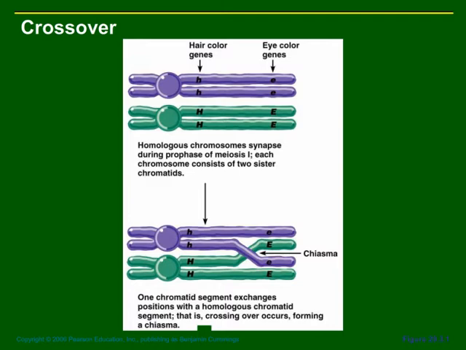Here we have a homologous pair of chromosomes that code for, let's say, hair color, H, and eye color, E. And we can see that the purple chromosome, we'll say, comes from dad, and the green chromosome comes from mom. Now remember, during meiosis I, this swapping of DNA occurs between the two chromosomes in the homologous pair. You can see that dad's chromosome, the purple one, is getting a little frisky with mom's chromosome.